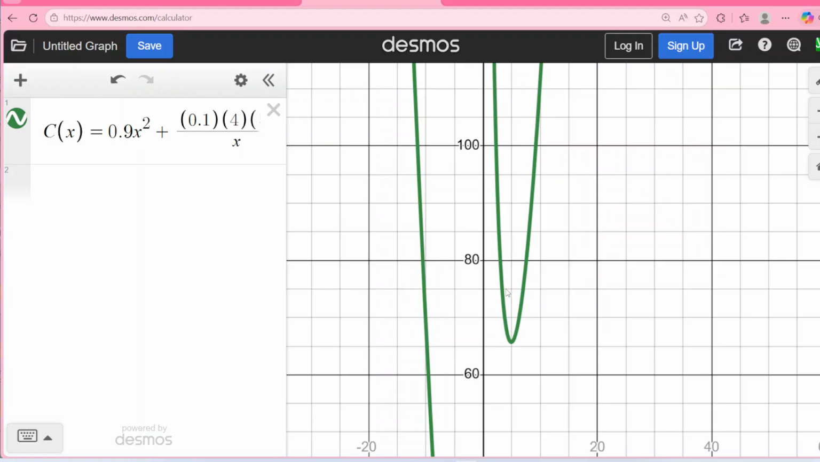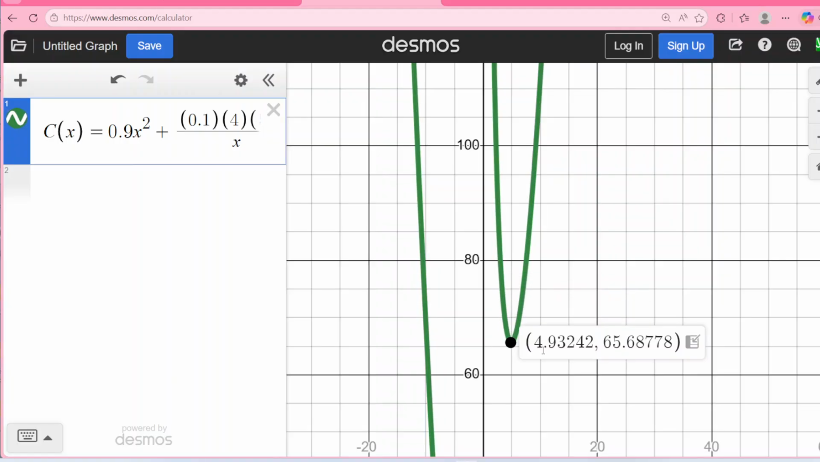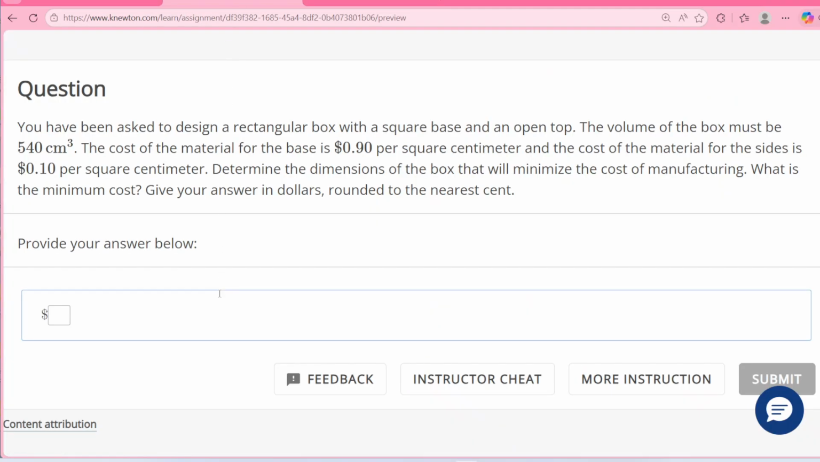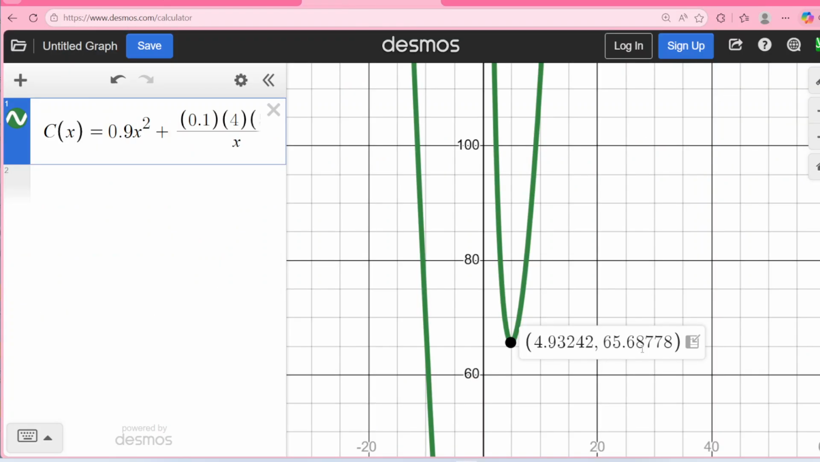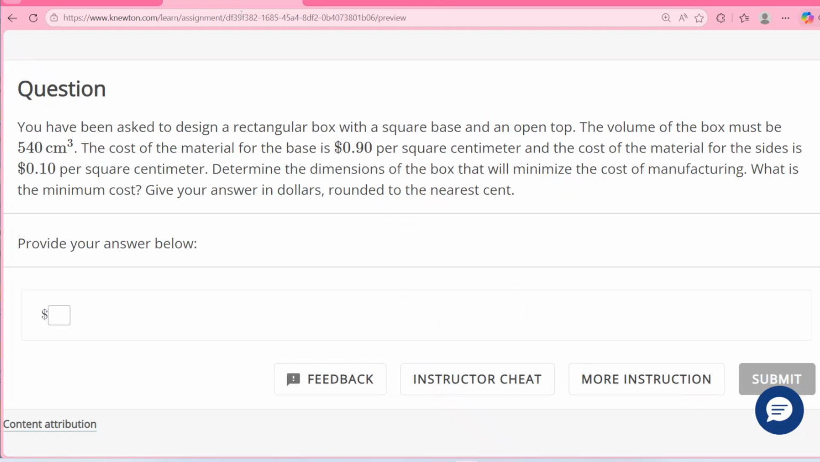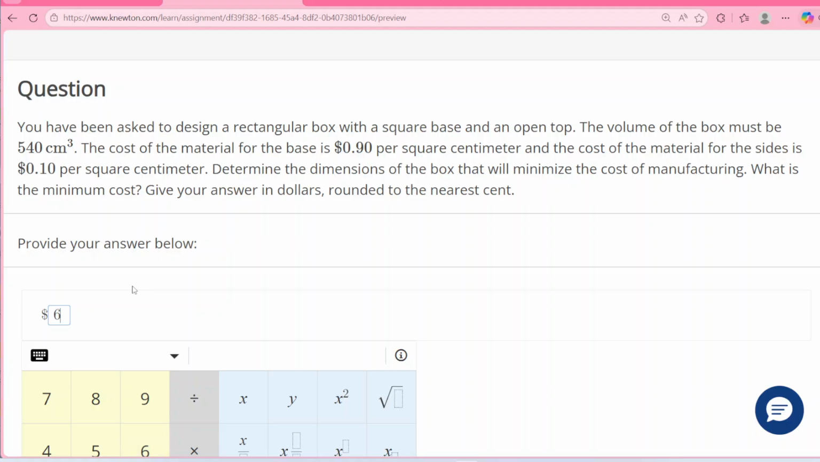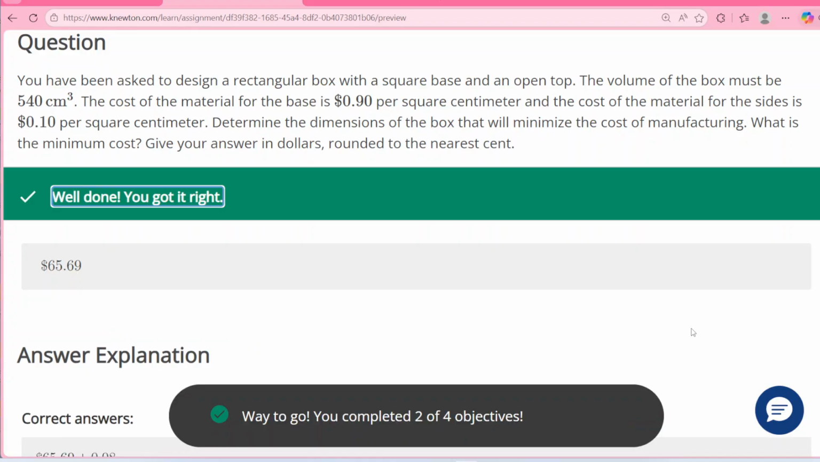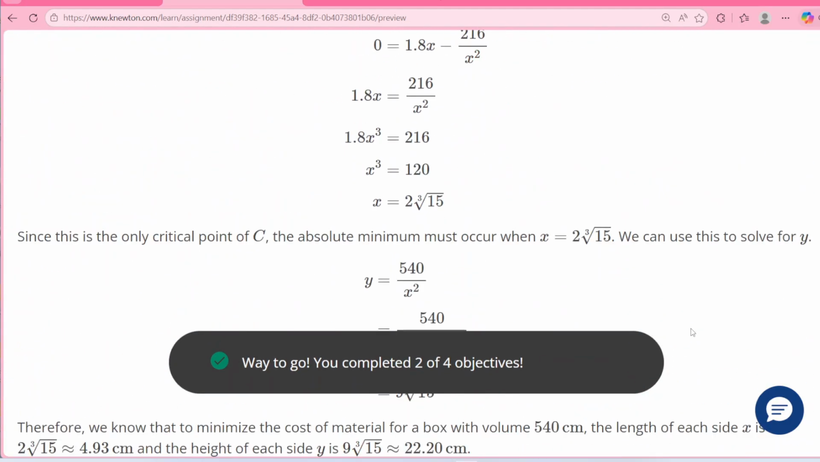Again, to the right side, only for positive values of x. The lowest cost open top box I could make would cost me $65 and about 69 cents if I round to the nearest cent. So $65.69. Again, you would set that up, take the derivative, find critical points and all that, but I've already done enough of this. All right, so 65.69 would be the lowest cost rounded to the nearest cent.